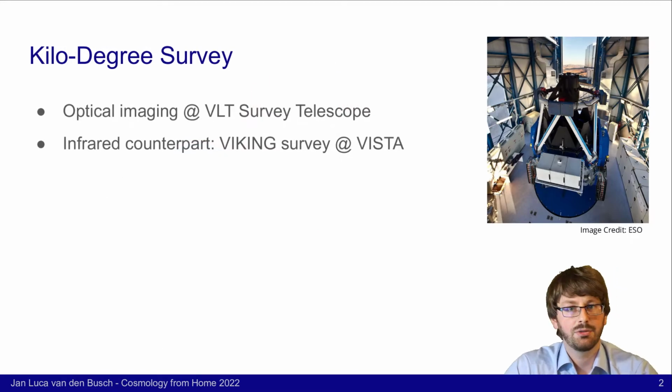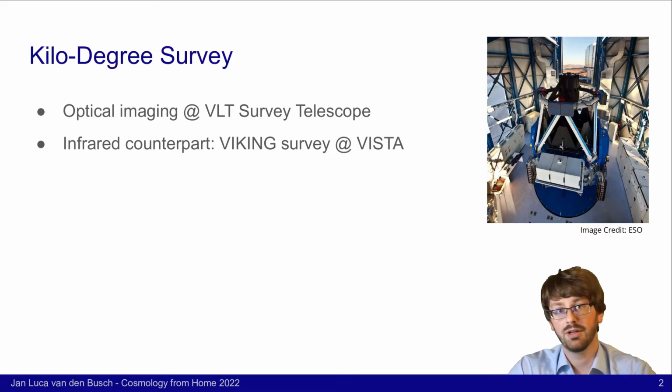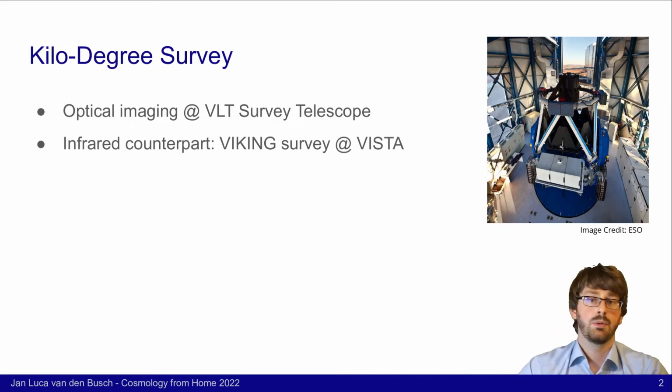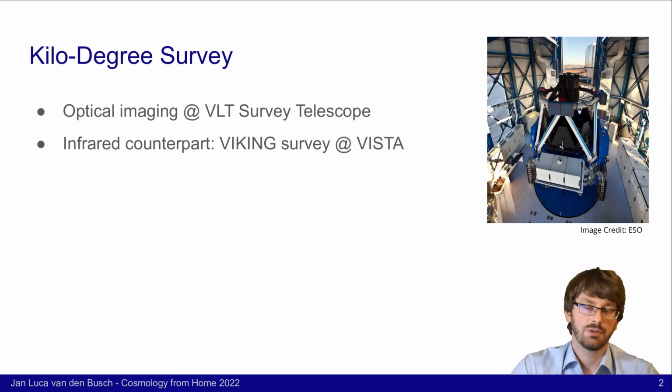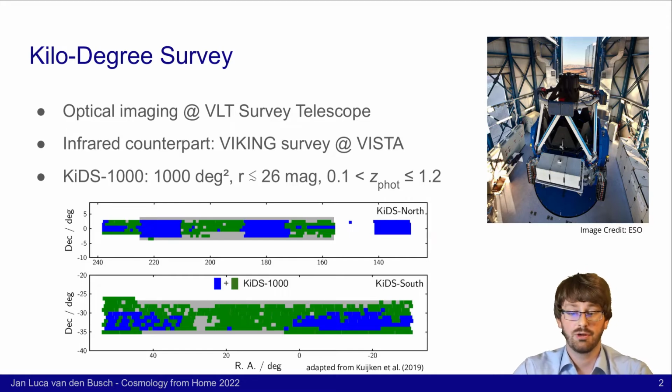So I want to start by saying a few words about the data that we're using, which is from, as I said, the Kilo-Degree Survey, or just KiDS, which is an optical imaging survey carried out at the VLT Survey Telescope. What is special about KiDS is that it has an infrared counterpart, which is called the VIKING survey from the VISTA telescope. And KiDS-1000, so the particular dataset we are using here, covers about 1000 square degrees, shown here in this footprint plot on the bottom, represented by the blue and green tiles. And our data has a depth of up to 26 magnitude in the r-band, and is selected based on photometric redshifts between 0.1 and 1.2.